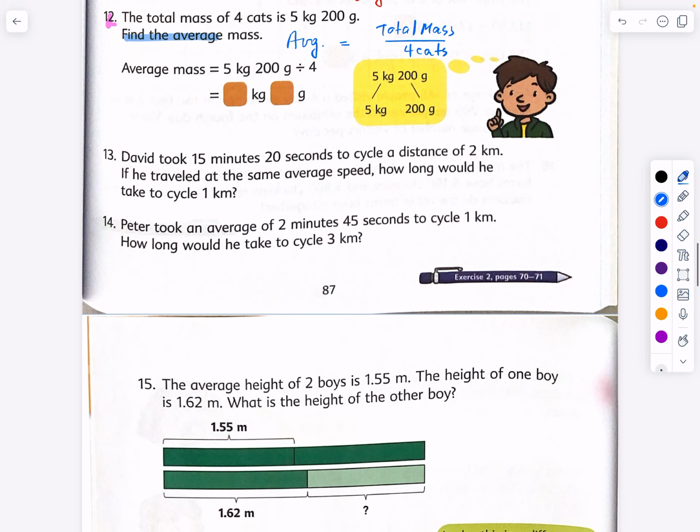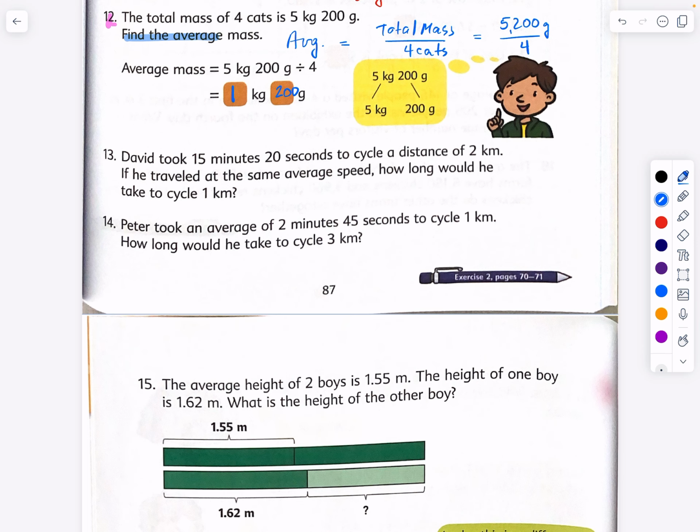So let's divide. We would divide 5 kilos, 200 grams, which I hope you remember, is the same as 5,200 grams. You can do conversion, divide by 4. And I hope our answers match up. Each cat, on average, weighed 1 kilo, 200 grams. Now, the last 2 problems on this page.